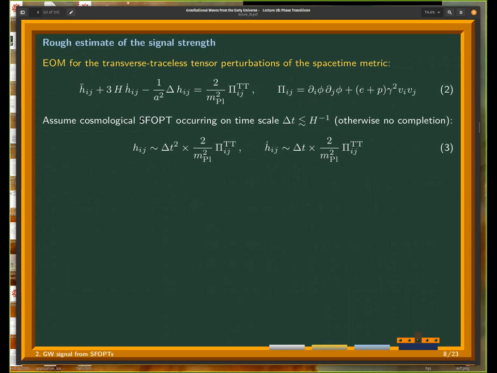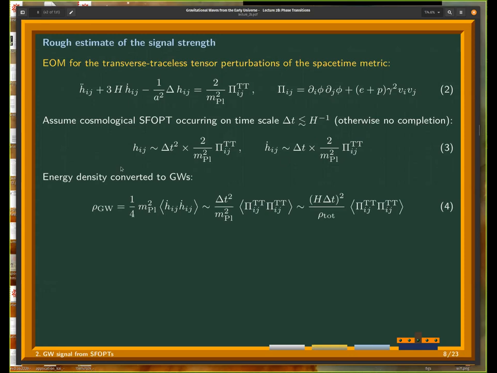So very roughly, this is really a brutal estimate, but just very roughly, I can write the second derivative as the tensor perturbation I generate during the phase transition over delta t squared. So the duration of the phase transition squared. And I can pull the delta t squared to the right-hand side and multiply it with the source term. Okay, so if this is my estimate for the tensor perturbation I generate during the phase transition, I can also take the first derivative with respect to time, and then I get this estimate for h dot, the first derivative with respect to time of my tensor perturbation. So very roughly, it should scale like this with the duration of the phase transition and the strength of the source on the right-hand side of the equation of motion.